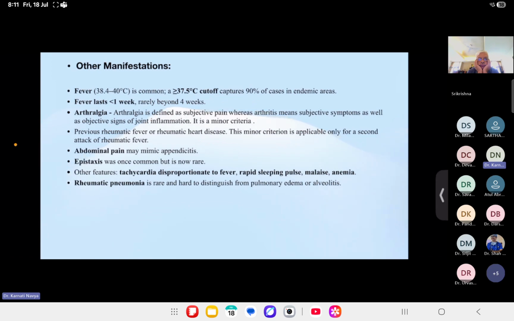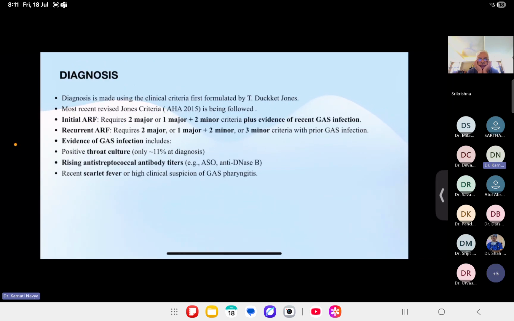Previous rheumatic fever or rheumatic heart disease: this minor criterion is applicable only for a second attack of rheumatic fever. Abdominal pain may mimic appendicitis. Epistaxis was once common but is now very rare. Other features are tachycardia disproportionate to fever, rapid sleeping pulse, malaise, and anemia. Rheumatic pneumonia is rare and hard to distinguish from pulmonary edema or alveolitis.